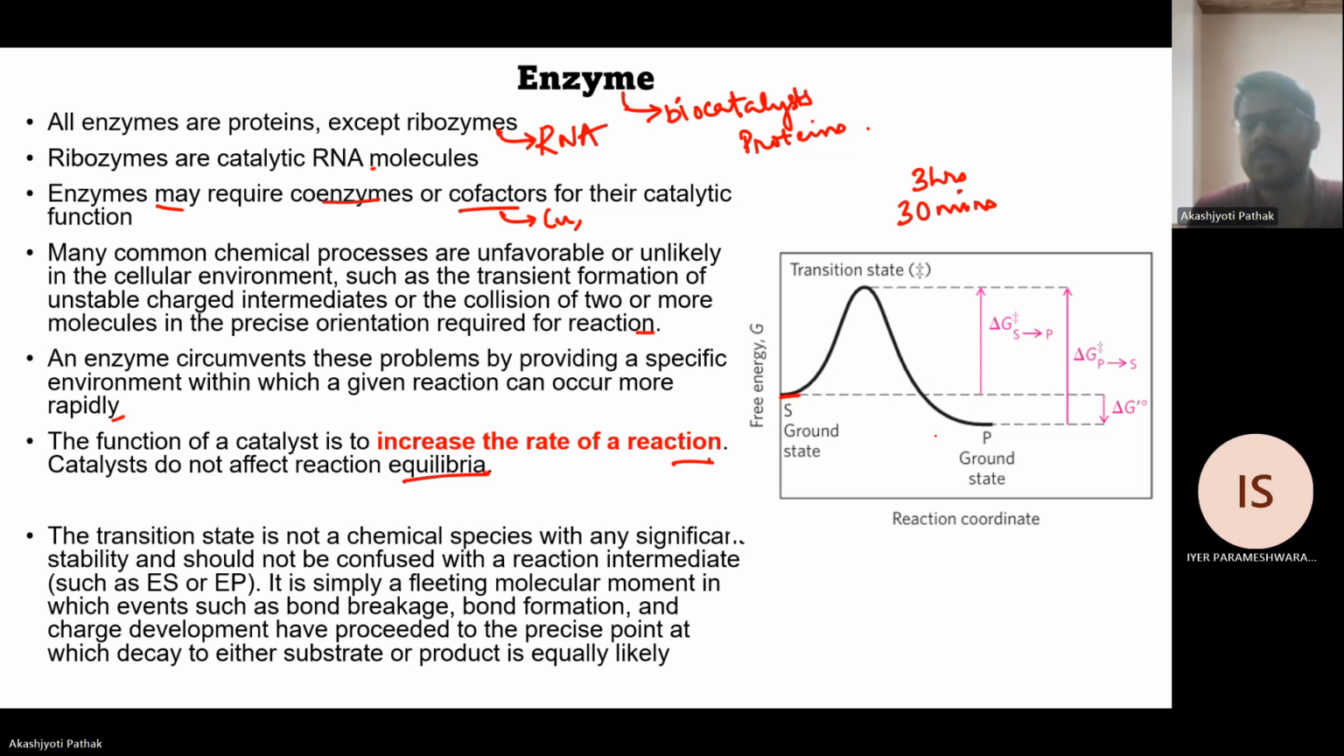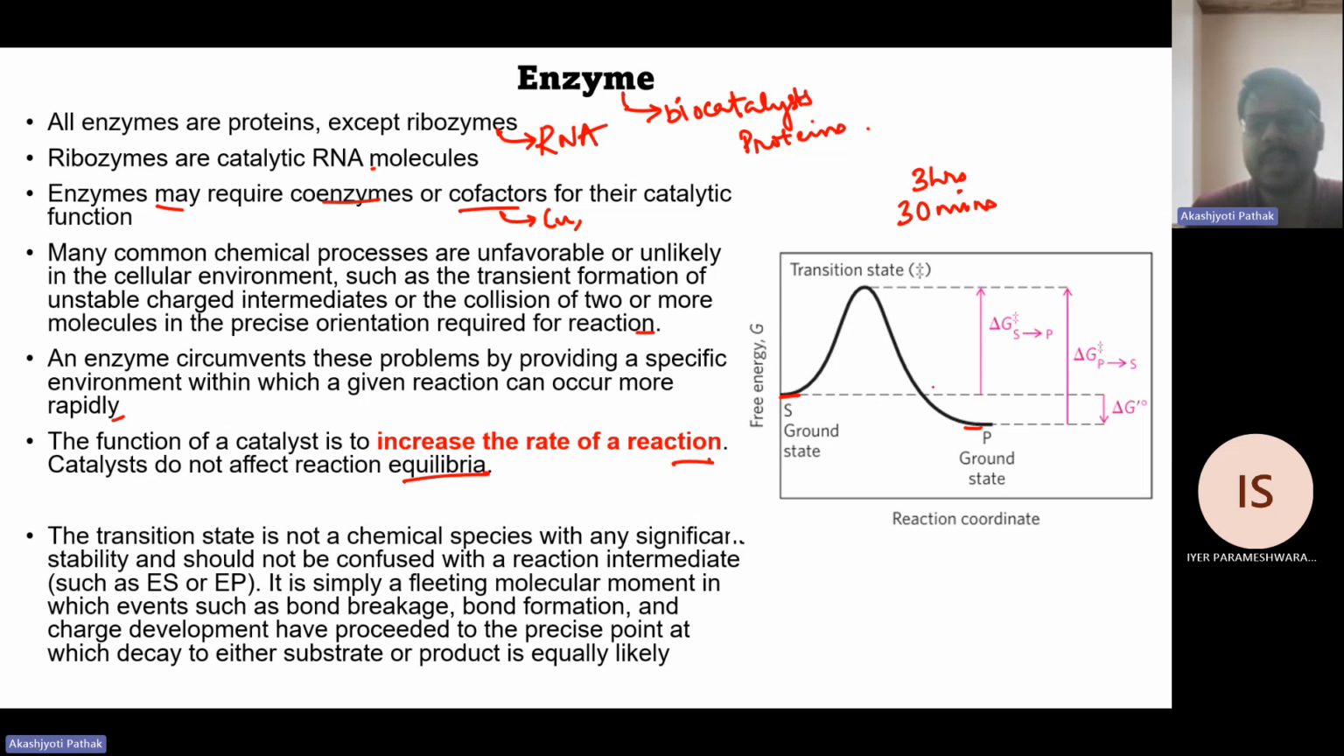So if you consider this delta G, which is the difference in free energy of the substrate and the product, this difference will not be changed when you add an enzyme or in an enzyme catalyzed reaction. Only the rate of reaction will be increased when you add an enzyme. Now if you see this figure, in an enzyme catalyzed reaction, there is a substrate and the product.